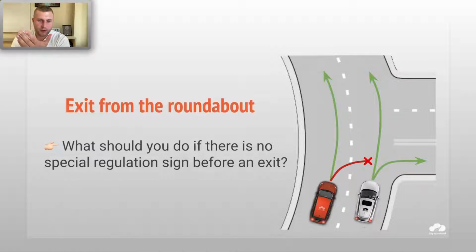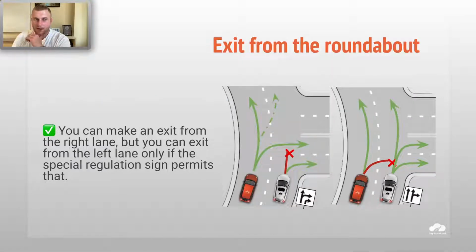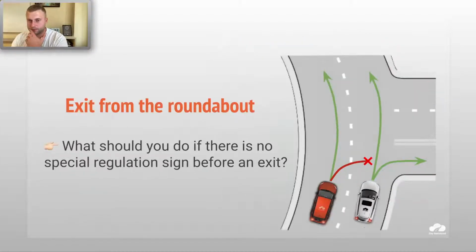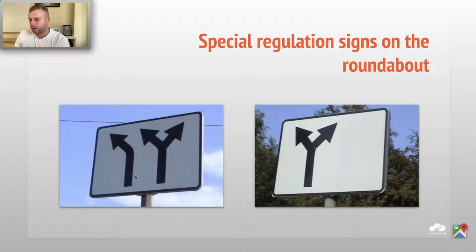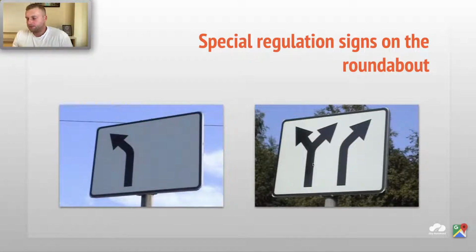So what should you do if there is no special regulation sign before an exit? You already know. You have to take the maximum right position. So you cannot exit from the left lane anyway. Here we also have this kind of a sign. So you can make an exit from the right lane, but you cannot exit from the left lane unless the special regulation sign permits that. We already discussed it, yeah? So if we have this sign, for example, this sign allows us to exit from the left lane, so we can do that.